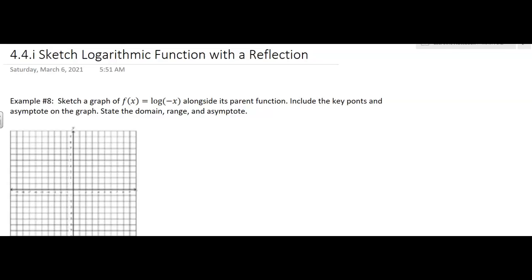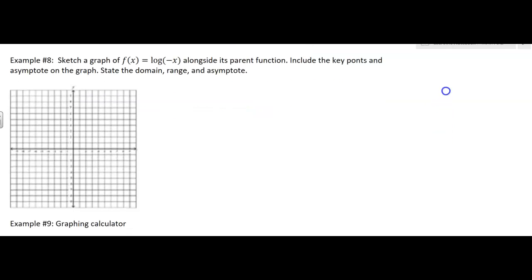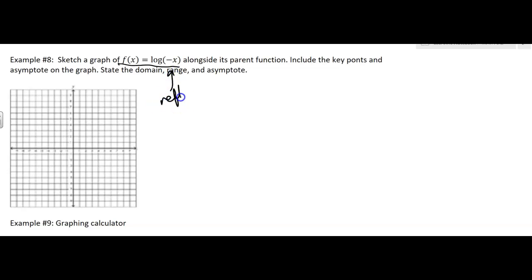Okay, so in this one they want us to sketch the logarithmic function with a reflection. Let me scroll this up a little bit. Sketch the graph. Okay, so there's f of x. We can see that it's going to reflect about the y-axis. So remember that. And they want the parent function. So we're going to graph the parent function.